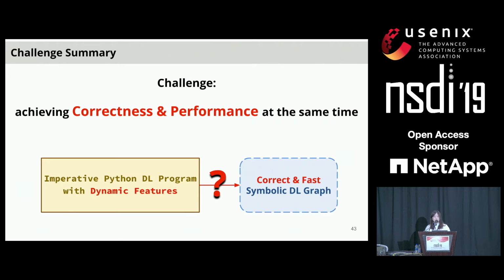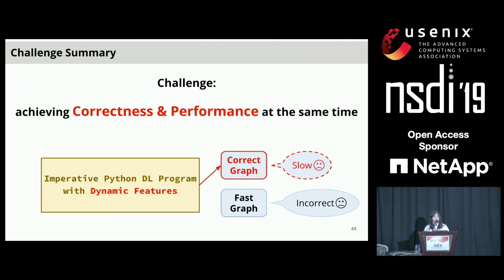To summarize, given the dynamic features of Python, it is challenging to achieve correctness and the performance of the graph execution at the same time. Because as we have seen before, if we generate the correct graph that exactly follows the dynamic behavior of Python, executing that graph would be very slow. And if we generate a fast version of the graph, the dynamic semantics of Python is not preserved in the converted graph.